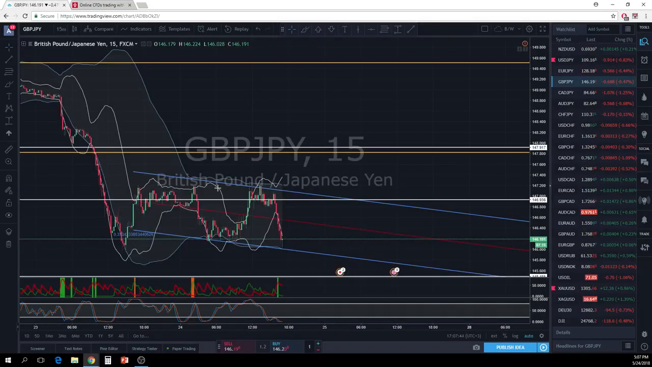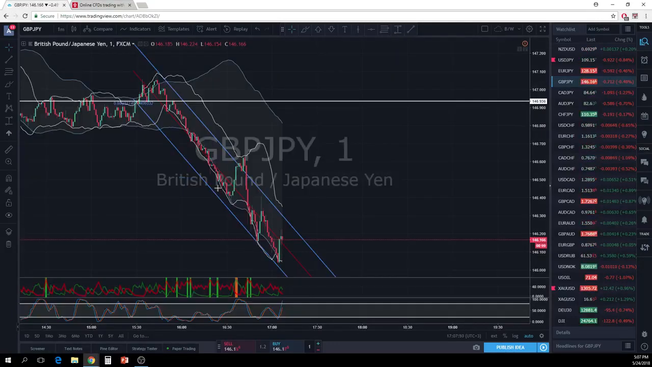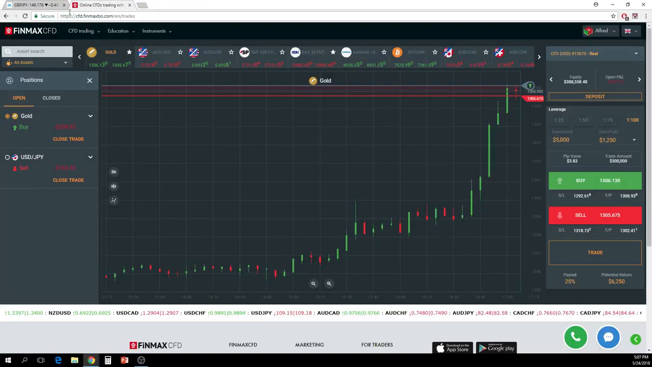Looking at 15 minutes, it still has actually a lot of room to continue decreasing in its price. So, looking at 1 minute. Okay, very interesting. I would wait a bit more for the British pound Japanese yen actually, and already from there start the next step.